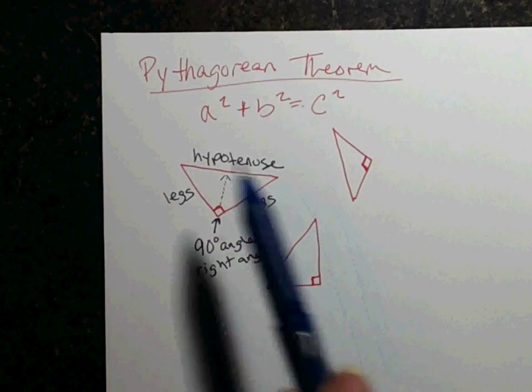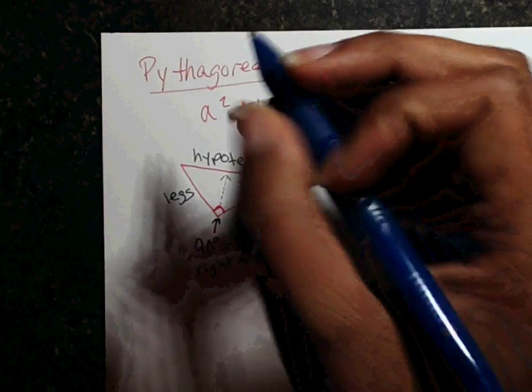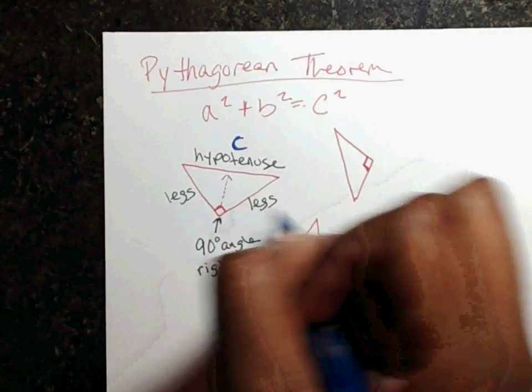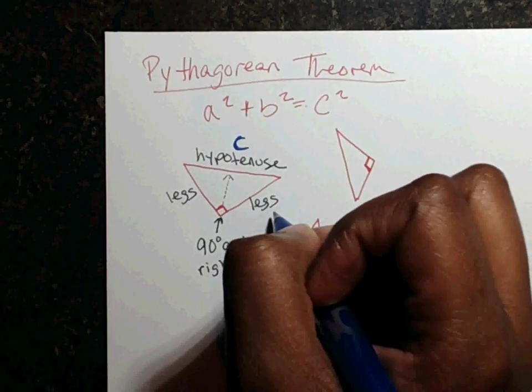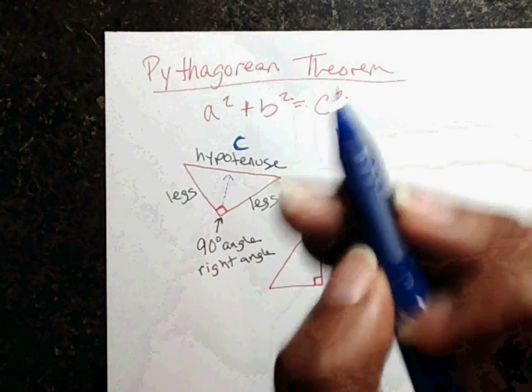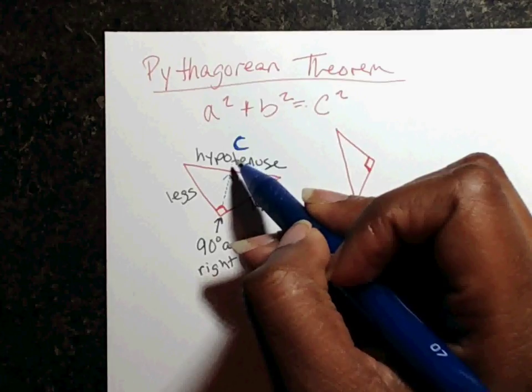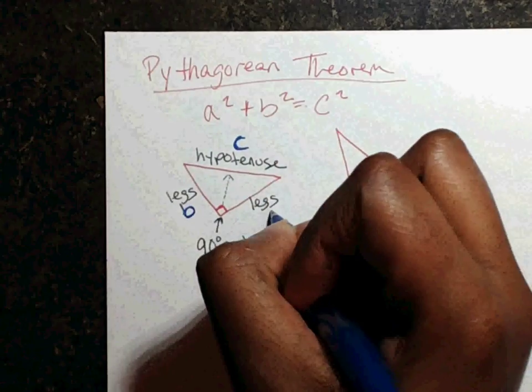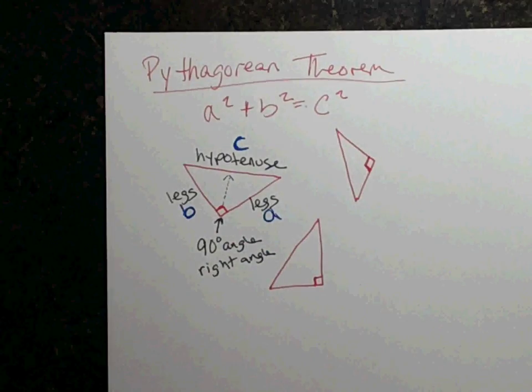When you're actually using the Pythagorean Theorem, your hypotenuse is always C. Always. And your legs, it doesn't matter. You can put A here and B here, or B here and A here. It doesn't matter which one's A or B, but you have to make your hypotenuse C. I'm going to put this as B, and this is A, just because I want to.